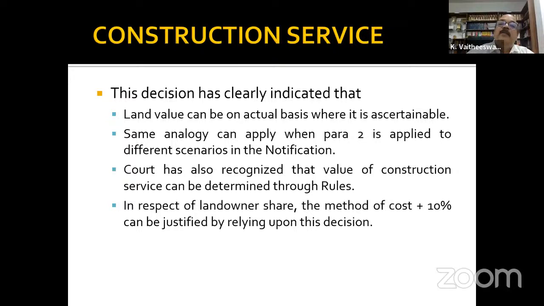Now, same analogy can apply when para 2 is applied in different parts of the notification. If you look at the entire notification, 11/17 as amended by 3/19, you have para 2, which talks about this 1/3 deduction. This para 2 is applied in so many places. It is applied in the context of development rights. It is applied in the context of construction for landowner. So wherever it is possible, you can apply this decision to say that I can do this method. In fact, this judgment is also very, very interesting, because it also says that in respect of landowner, in respect of valuation, even cost plus 10 method is also a possibility for construction services, which I'll discuss a bit later when I come to joint development agreements.